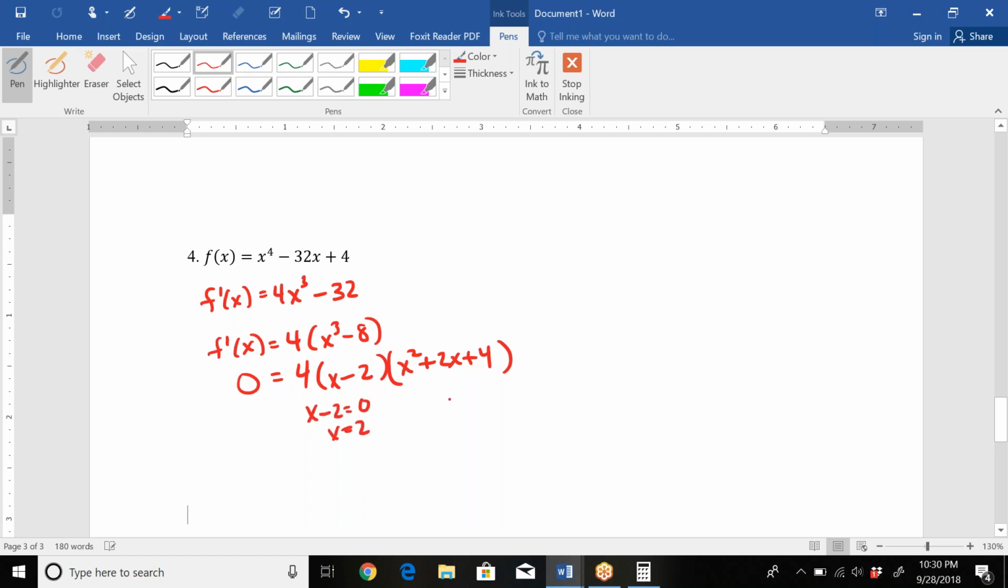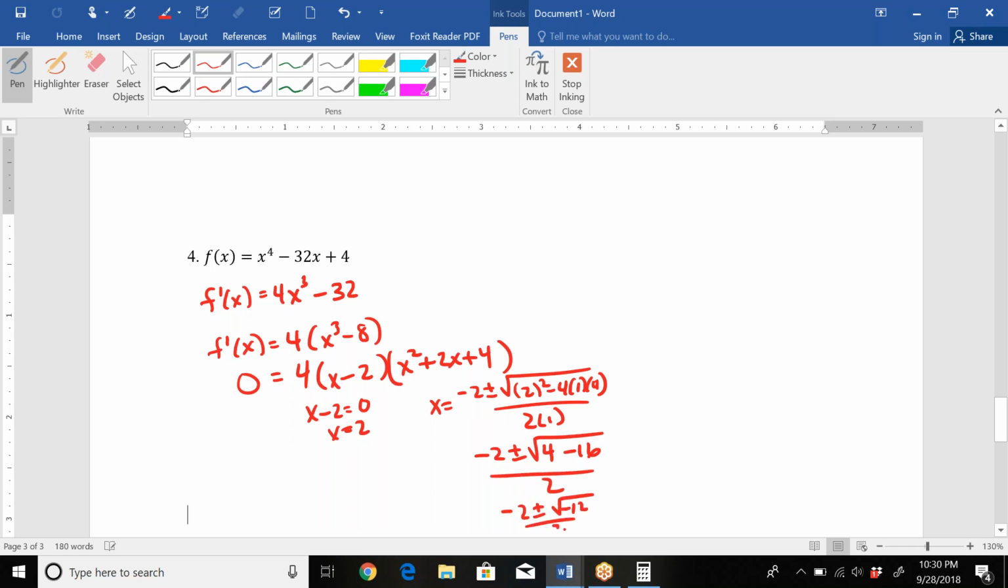This guy does not factor, and if you try the quadratic formula, so x equals negative b plus or minus square root b squared minus 4ac all over 2a, that's a way you can solve quadratics that don't factor. That's 4 minus 16 over 2. That is an imaginary set of numbers. Because this is a negative inside here, this is imaginary, which means it's nothing for us, okay? Because you cannot have imaginary numbers on the real number line. So the only one is 2. That's the only value we got for a possible max or min.